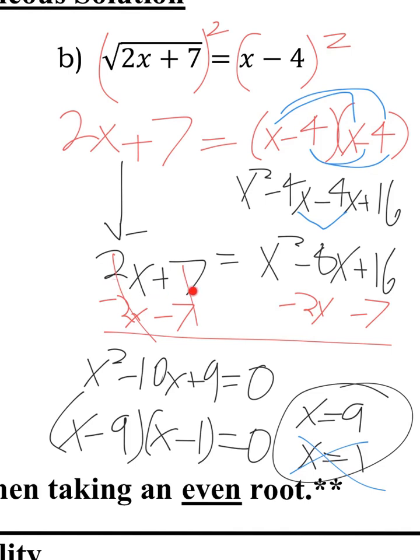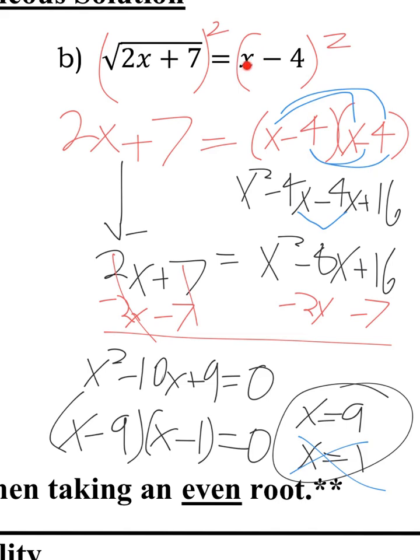But otherwise, get everything to one side. The factors of 9 that add to negative 10x would be negative 9 and negative 1. So I get positive 9 and positive 1. So you get two positive answers. At first glance, it's like, oh, they're both positive. The other one that was negative was extraneous. So you're like, they're both positive, they'll both work.